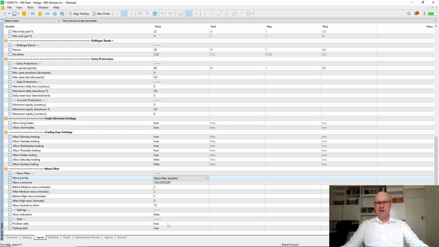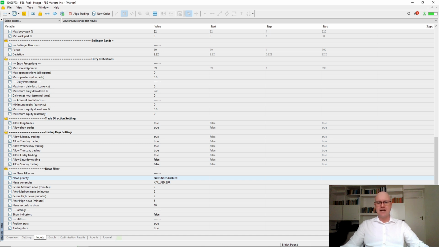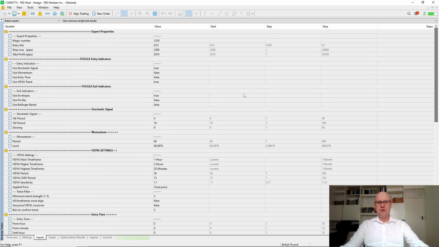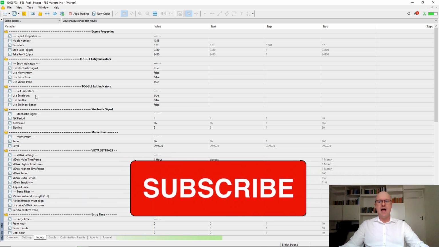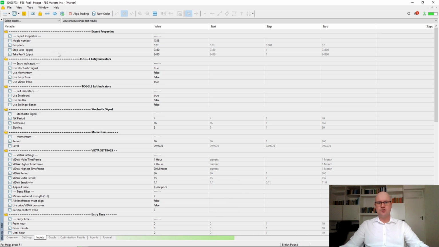So now that we've looked closer at the settings for the Blitz Gold EA, let's take a look at the strategy test. Now, the strategy test was run from the 10th of January 2022 until the 10th of January 2025 using a fixed lot of 0.01. On the MyFX Book account, I'm currently using a fixed lot of 0.03. Now for the backtest, what we've done is we've used the stochastic signal along with the video trend indicator for our entry criteria and then the envelope bands as our exit strategy.